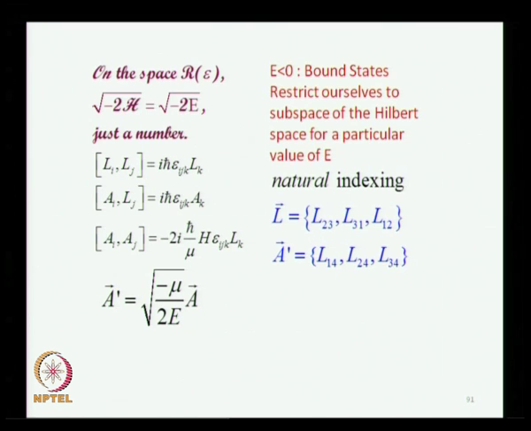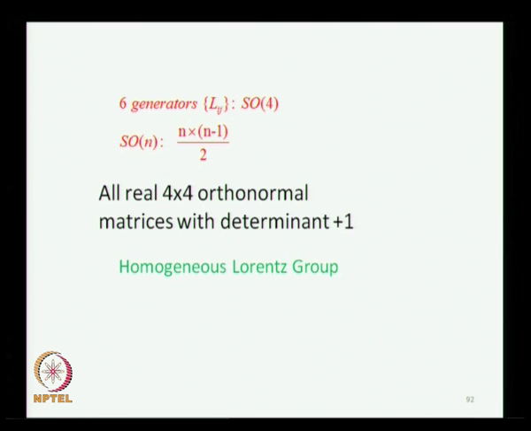So instead of calling the components as Lx, Ly, Lz and Ax, Ay, Az, or A prime x, A prime y and A prime z, we will index them by these subscripts. That is just a matter of bookkeeping and convenience, and we will work with the 6 components as generators of SO4. Now it turns out that all of these operators, which are 4 by 4 orthonormal matrices, all have determinants +1 and they constitute a group which is known as the homogeneous Lorentz group. So this is the name of the group in this context of the hydrogen atom symmetry.